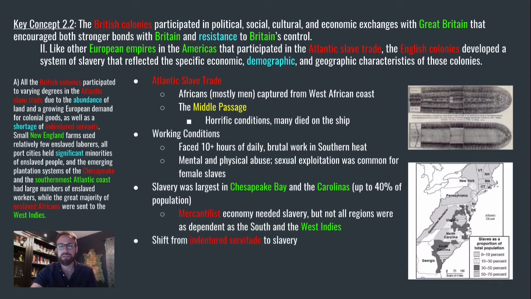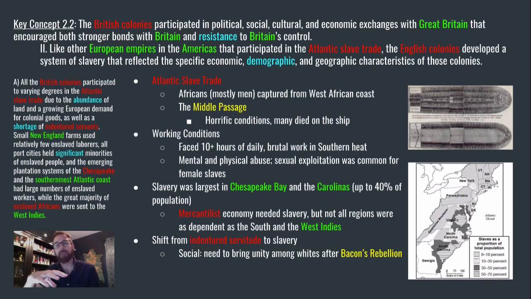Okay, we talked about this a little bit before, the shift from indentured servitude to slavery. This had social and economic origins. Socially, by getting rid of indentured servitude, which had white people, and shifting to African slavery, it brought unity among whites. Because of Bacon's Rebellion, they saw the troubles of what happens when whites feel marginalized: they also feel like they have more natural rights. They're going to rise up against those in power.